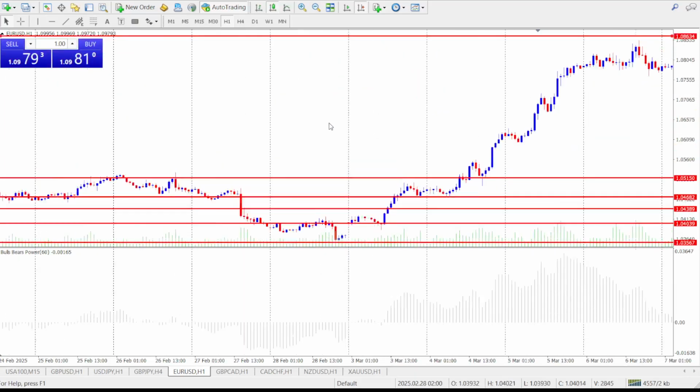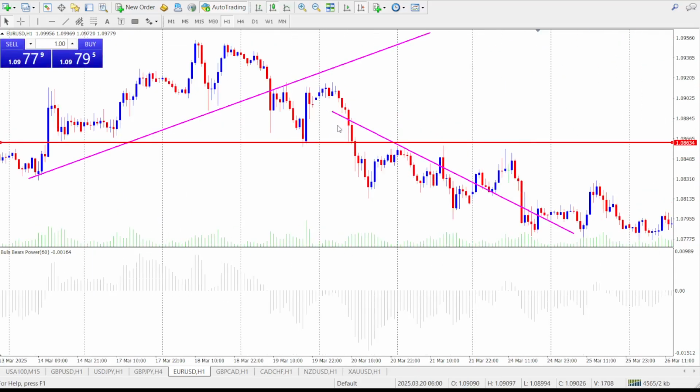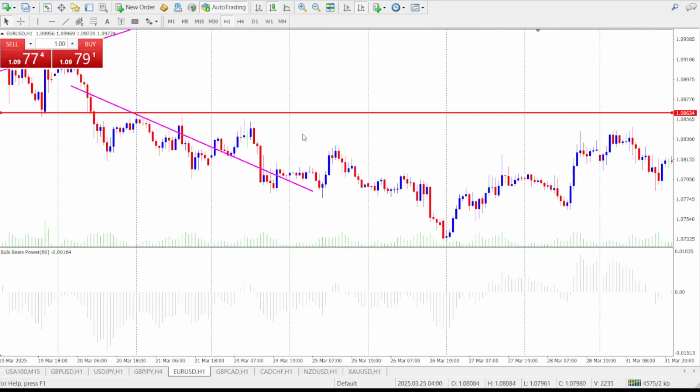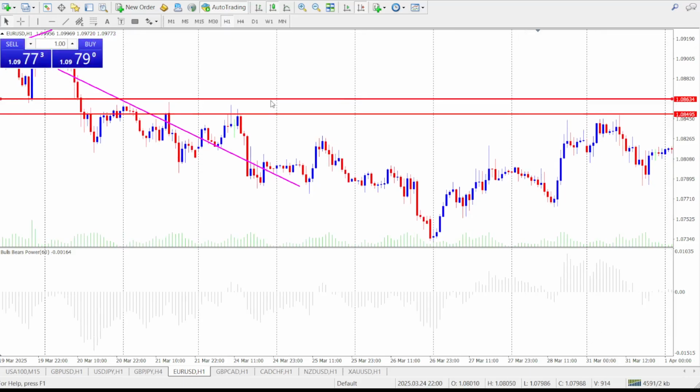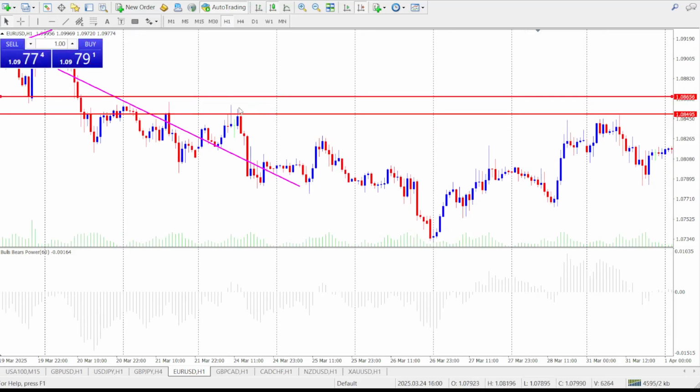Meanwhile, ensure that you observe good risk to reward ratios. If you are entering a sell trade, let's say you are risking $10 for your stop loss. Make sure that your target is at least $20. If you're risking 10 pips, you should be targeting at least 20 pips. That's a risk to reward ratio of 1:2.